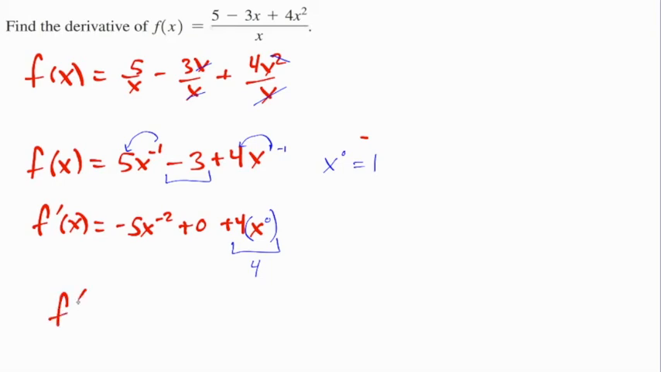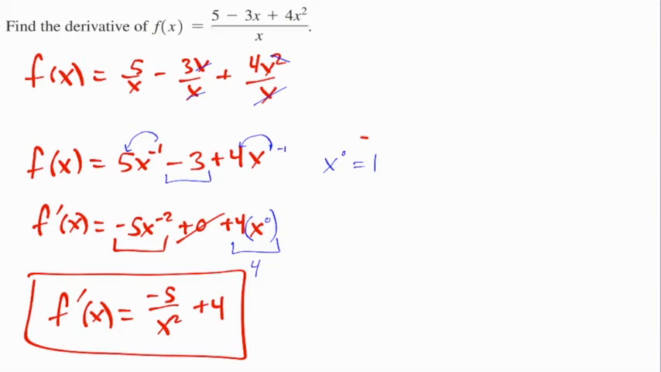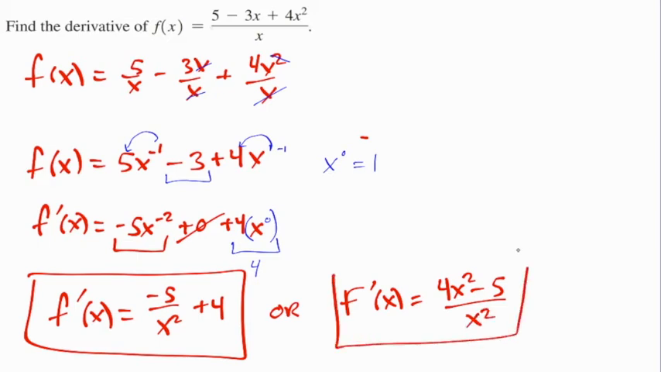And we can simplify our f prime by saying this is negative 5 over x squared. The 0 I don't need to write, plus 4. Or I can get a common denominator and say that f prime of x is equal to 4x squared minus 5, all over x squared. And that's just an algebraic rewrite by getting like denominators and combining.